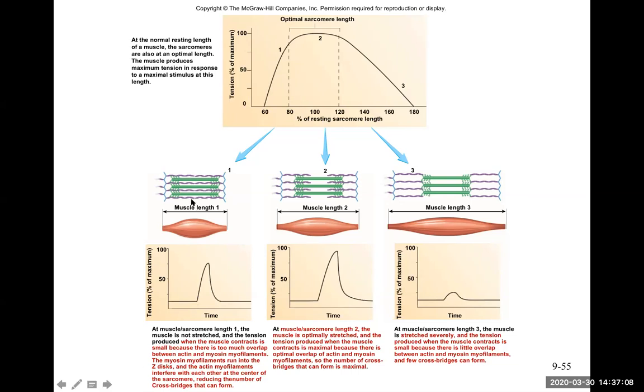Is there any space here anymore? There's no more space between the actin. So if I have a muscle contraction and the muscle is already this short, myosin can pull on each side, but there's no room for the actin to move. So the next contraction is very weak as a result of this. We call this a crumpled muscle.